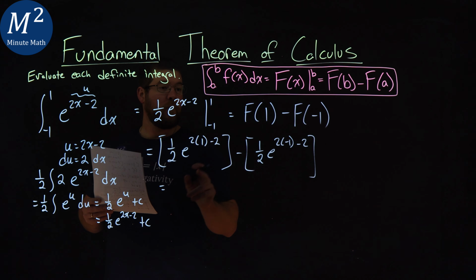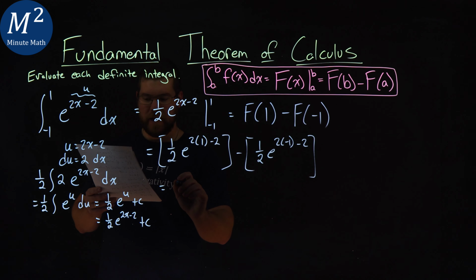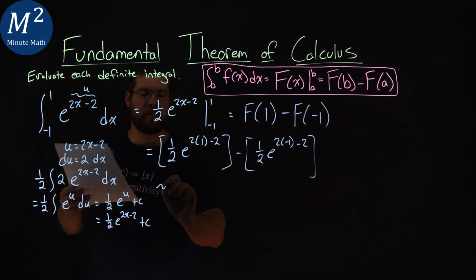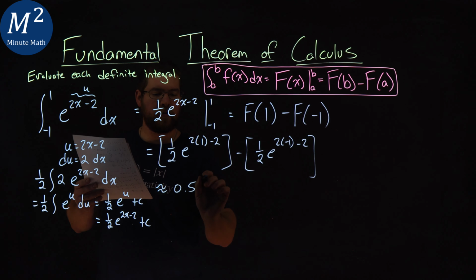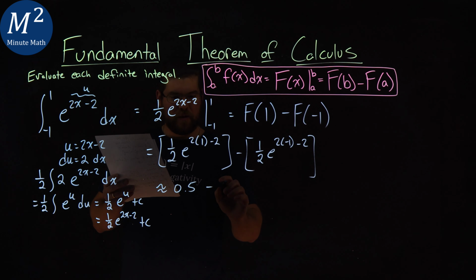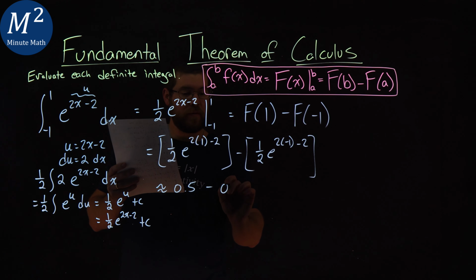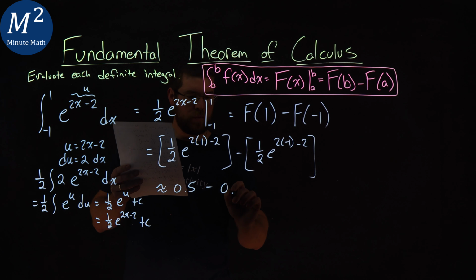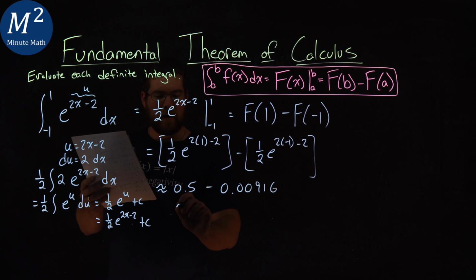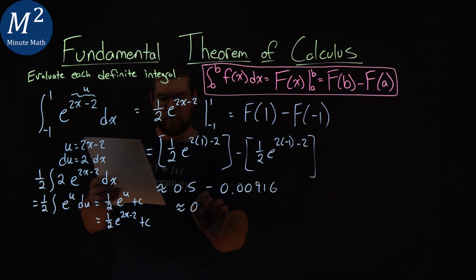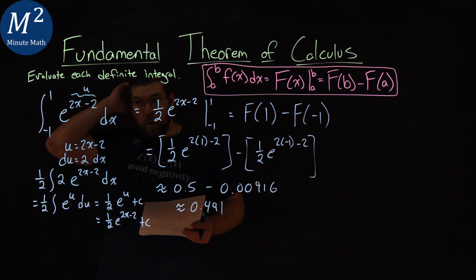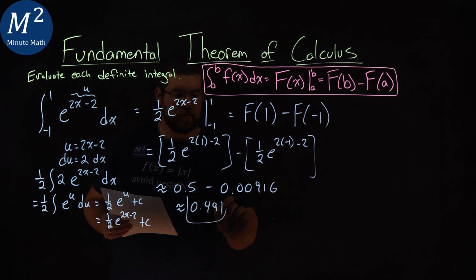So f of 1, plugging 1 in here, this answer is going to be approximate, as a decimal, 0.5, not the first part, but the second part. Plugging -1 in, we get approximately 0 for f of -1, 0.00916. So we round this out and we get an approximate answer of 0.491. Okay?